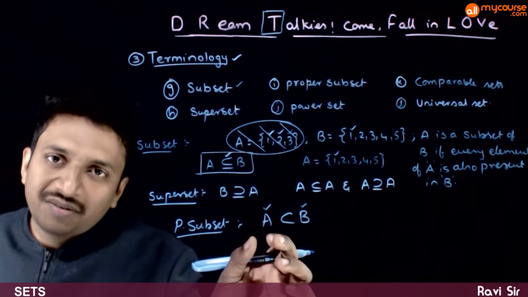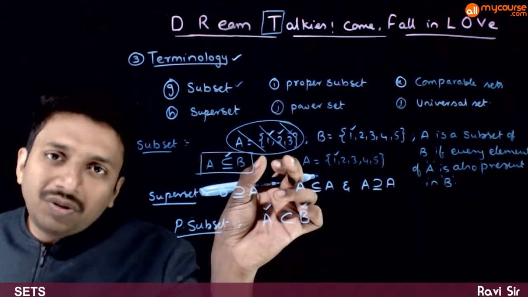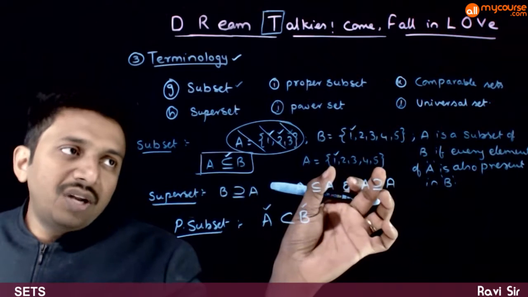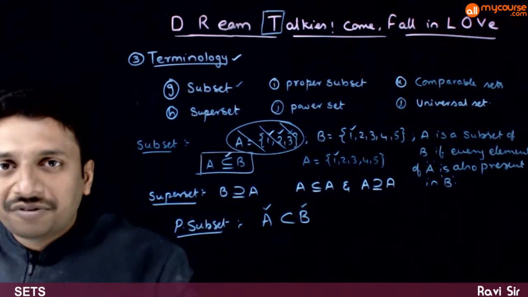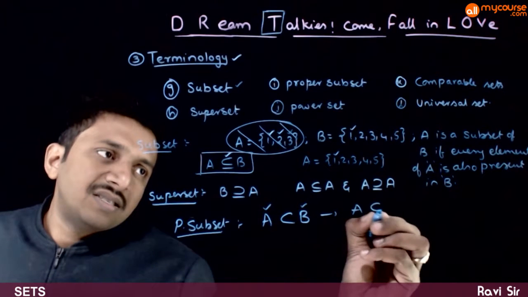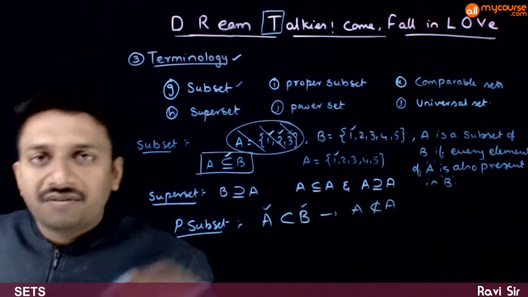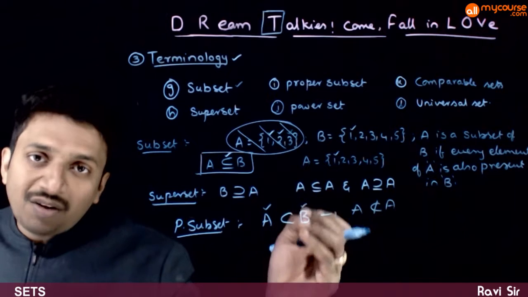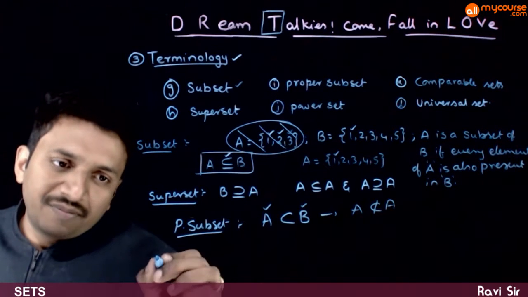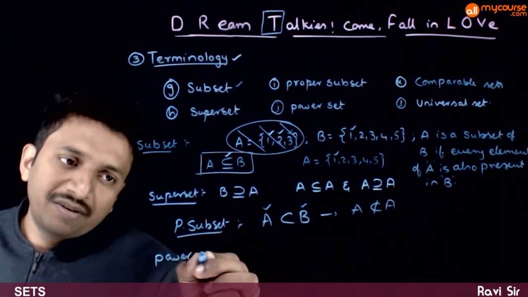So I hope this is clear. So {1, 2, 3} is a proper subset of {1, 2, 3, 4, 5}. But {1, 2, 3, 4, 5} is not a proper subset of {1, 2, 3, 4, 5}. So A is not a proper subset of itself. A is a subset of itself, but A is not a proper subset of itself. Next, power set. This is important.